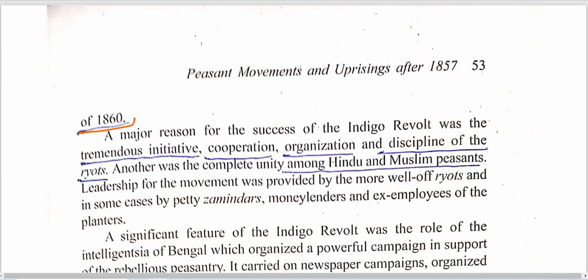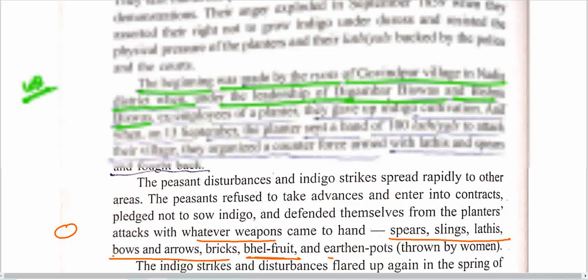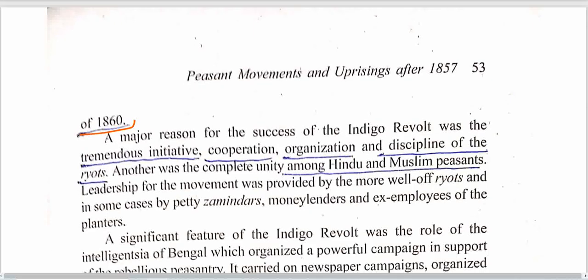So, who are the leaders? This can be very important. By 1860, the whole indigo revolt was wiped out. This can be important. I will add it, as certain questions might be asked in the state PCS about the duration of the indigo revolt. So I can easily say 1859 to 60.